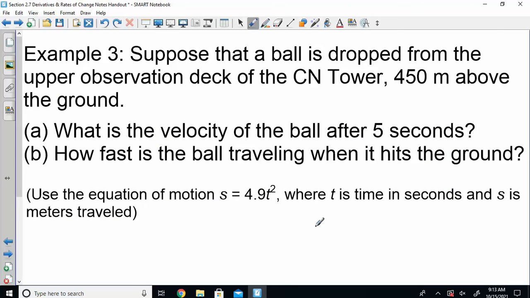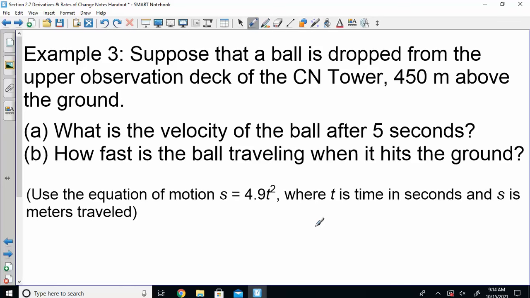All right, so let's do a problem. Suppose that a ball is dropped from the upper observation deck of the CN Tower, 450 meters above ground. Part A, what is the velocity of the ball after 5 seconds? And part B, how fast is the ball traveling when it hits the ground? So A, I want the velocity at a given point in time. I want it when the time is 5 seconds. And B, I want the velocity at the point when it hits the ground.